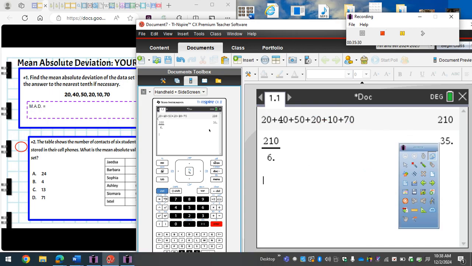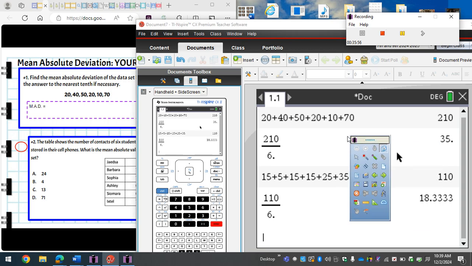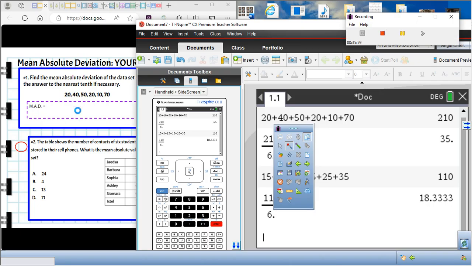Do it again. So we're going to go with the top R is 35, which is 15 plus 5 plus 15 plus 15 plus 25 plus 35, enter. And now let's divide that by 6 again. Numbers rounded up, 18.33. There's a 10, my bad. So get rid of the 1. It's just 18.3.